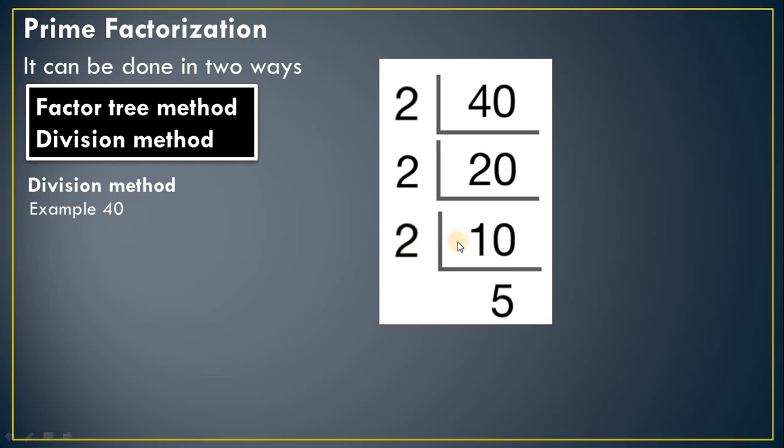Again you have to divide by 2. You can also divide by 5. If you divide by 2, downside you get 5. Then the numbers you are getting at the end are 2, 2, 2 and 5. So these are the prime factors.